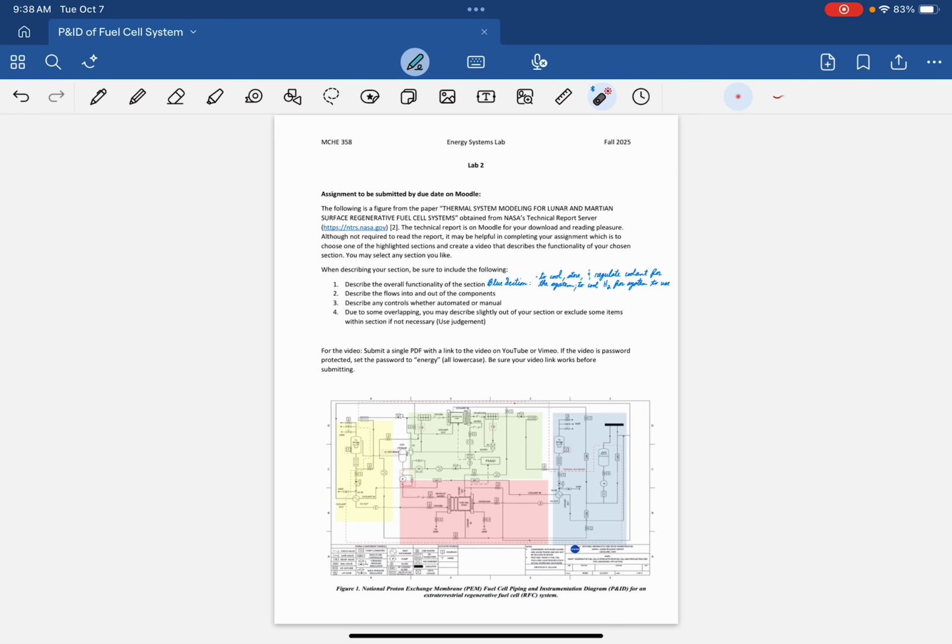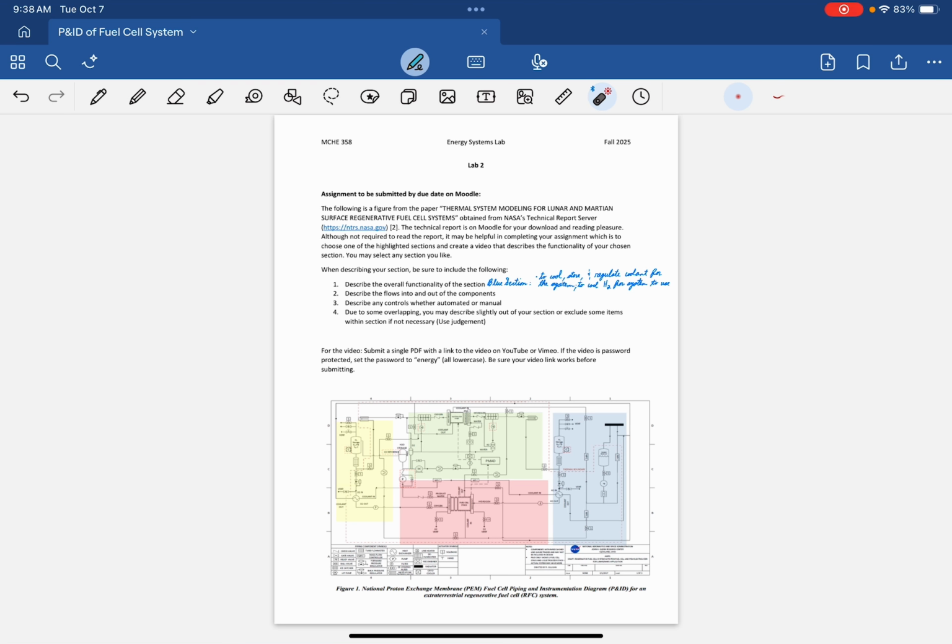This is Noah Grabert. This is a Lab 2 assignment for the Energy Systems Lab. We were tasked to choose one of the highlighted sections of the P&ID below and create a video that describes the functionality of the chosen section. I chose the blue section on the right side, and the first question we had to answer was to describe the overall functionality of the section.